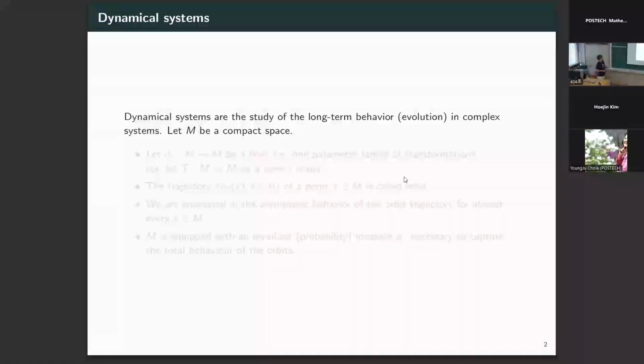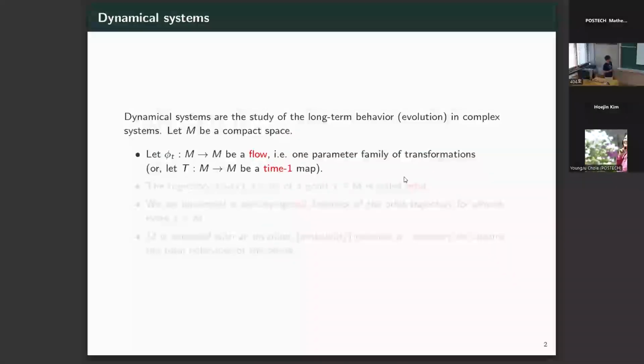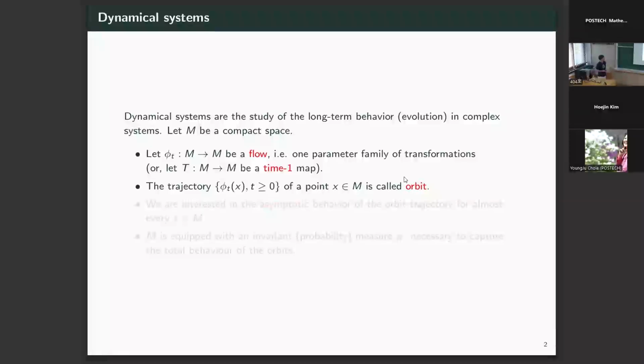So I want to introduce what a dynamical system is. In a dynamical system, we have a compact space and we consider a map or flow. I assume you know the definition of flow, but just in case you don't, it satisfies the group property. A flow is written as a one parameter family. And if you fix the time t equal to 1, for instance, then you obtain a map. So I will write capital T as the time 1 map of the flow. In dynamical systems, we are interested in the trajectory. Here I wrote t greater than or equal to 0, but it can also be t in R. It doesn't have to be positive.